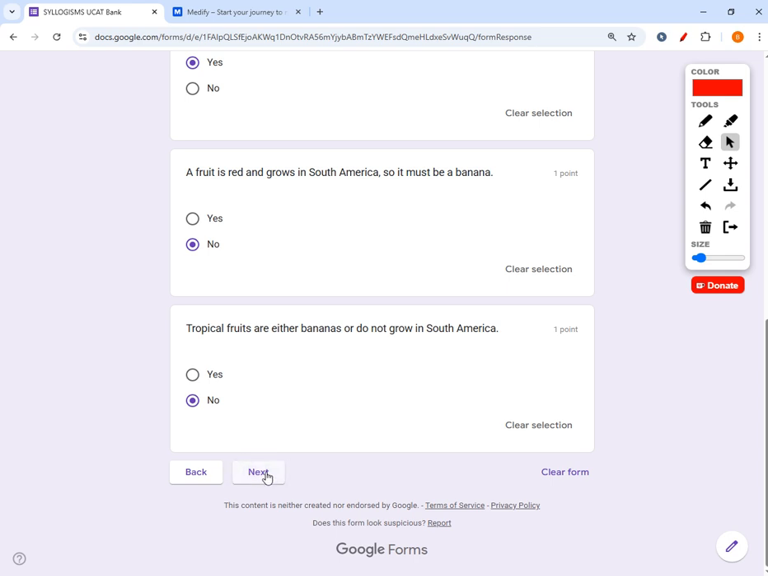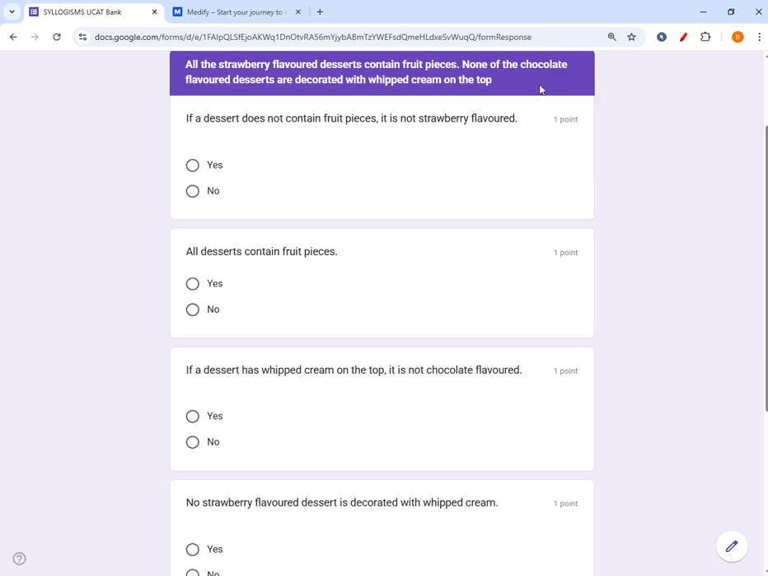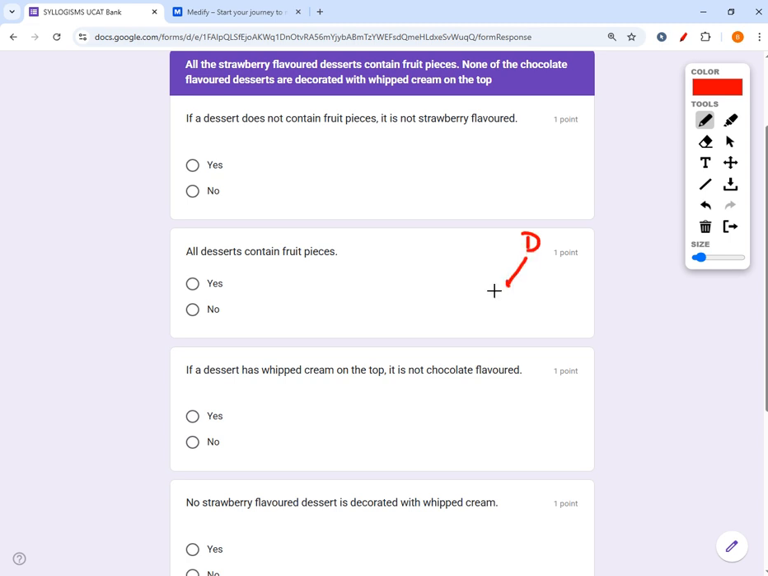The next one is something to do with all strawberry flavored desserts. All strawberry flavored desserts contain fruit pieces. So what have we got? Everything to do with desserts. Desserts can be strawberry flavored, and they contain F, which is fruit pieces. And what is that an example of? The chocolate desserts are decorated. None of the chocolate desserts, so that means big fat no.